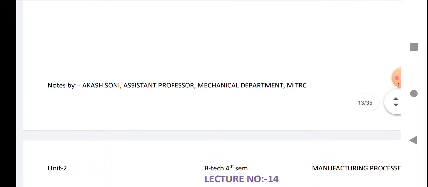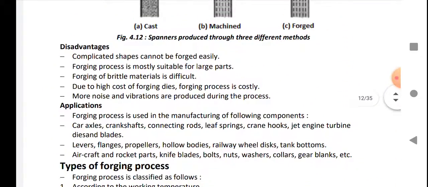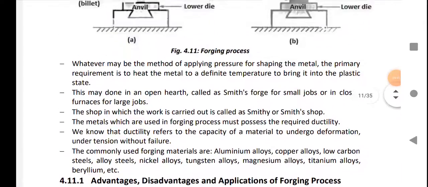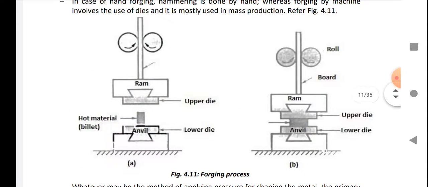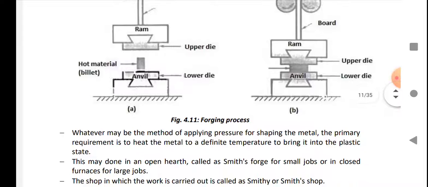Okay, this is the forging process. We talked about its types, the definition of the forging process, its advantages, disadvantages and applications.